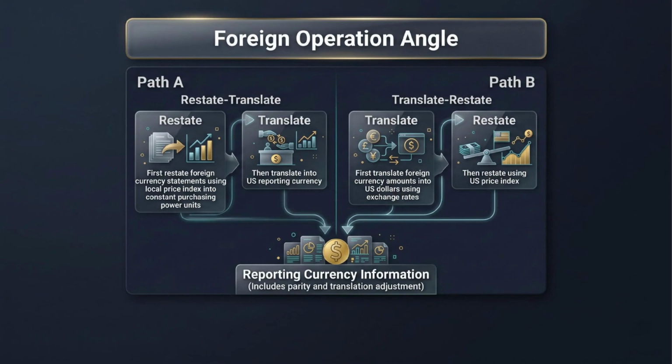The foreign operation angle adds currency translation to the inflation story. Under a restate translate approach, the local financial information is first restated using a local price index and then translated into the reporting currency. Under a translate restate approach, the amounts are first translated and then restated using a reporting currency price index. At this level, focus on the difference in sequence, not calculations. Also recognize the related terms parity adjustment and translation adjustment. The slide is a map, not a calculator.